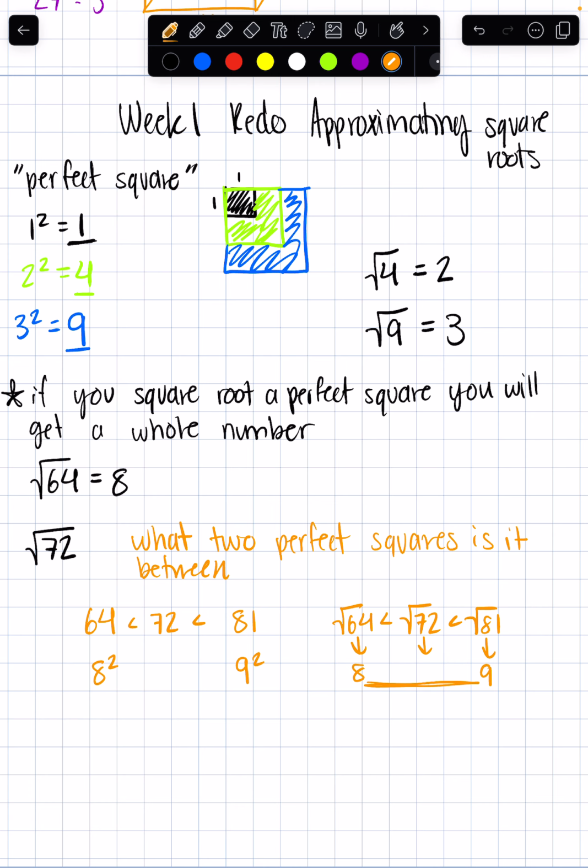And so we could say the square root of 72 is between the whole numbers 8 and 9.